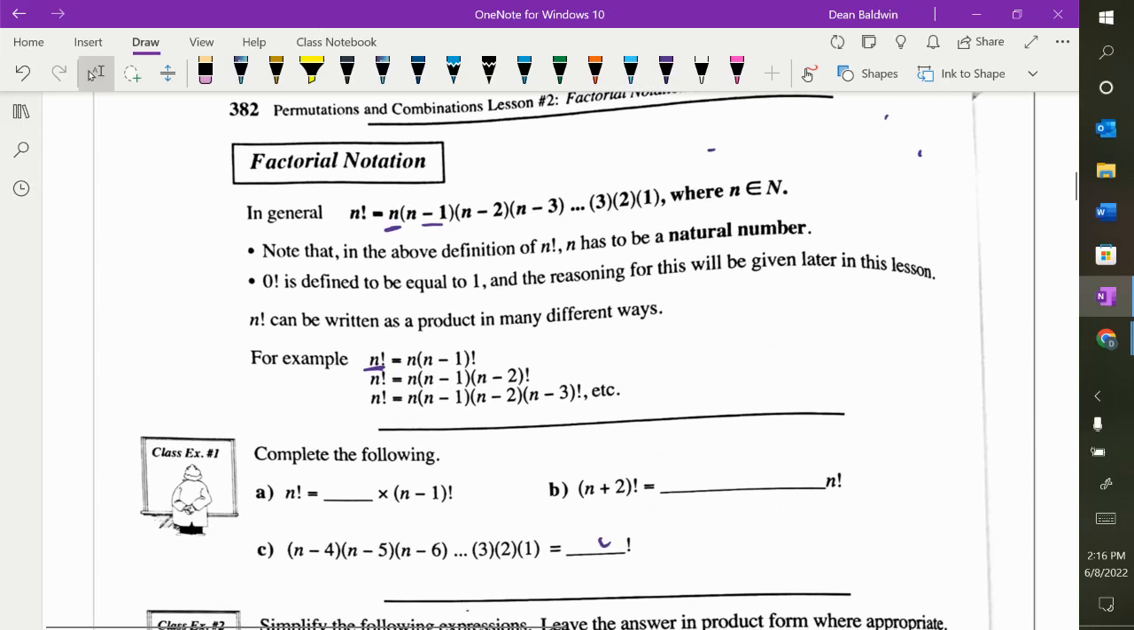All right. So here's the actual definition of what a factorial is. In general, the factorial is n times n minus 1, n minus 2, n minus 3. Just keep taking one away until you get to 1, where n is a natural number. What's a natural number? All positive, starting at 1 and going up: 1, 2, 3, 4, 5. Those are natural numbers. So 0 is not included and negative numbers are not included. But 0 is defined.